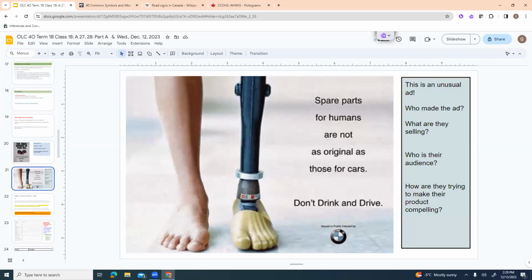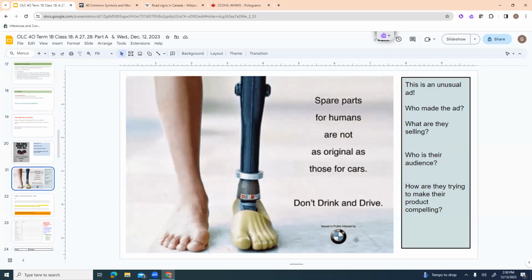Here's another really interesting ad. If you are on the radio, there's a one human leg and then a prosthetic leg. And the ad copy says, spare parts for humans are not as original as those for cars. Don't drink and drive. And that says issued in public interest by BMW.